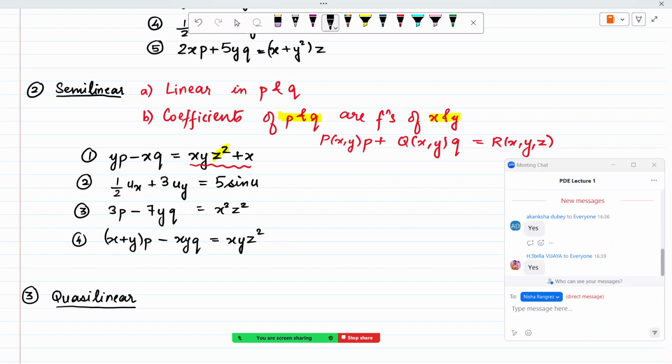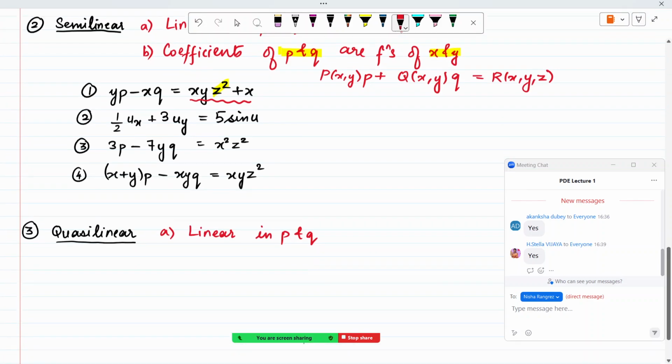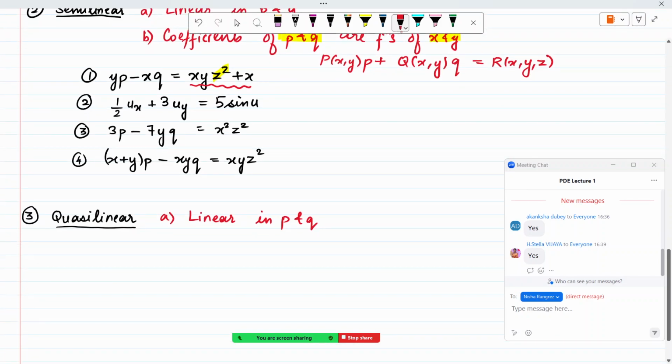Okay. Moving further to the next type, that's quasi-linear. It's just going to be linear in P and Q. No second condition. It's going to be linear in P and Q, which means I am free to use the coefficient with z. So I'll have a function of xyz multiplied by P, another function of xyz multiplied by Q, and a function of xyz on the right hand side also.